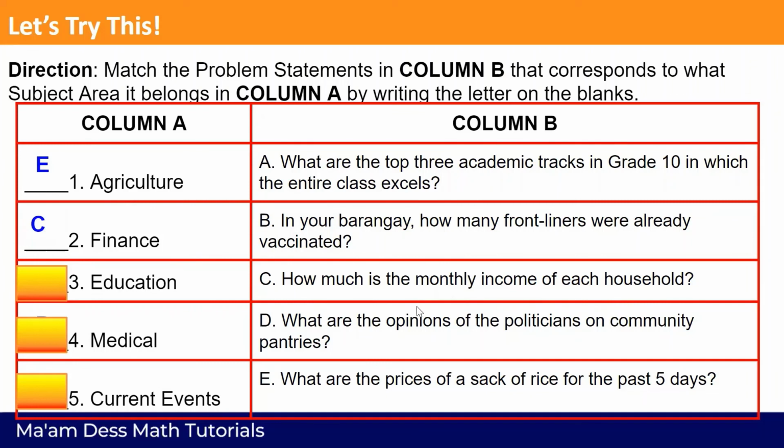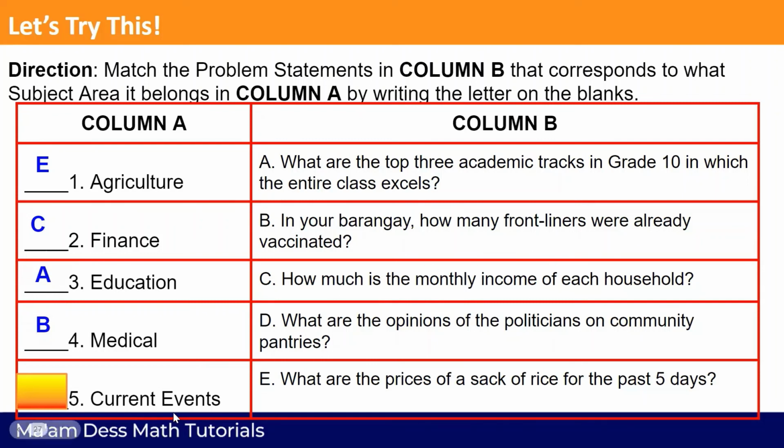Okay, next number 3, education. Which do you think is related to education? Ayan, it's letter A. What are the 3 academic tracks in grade 10 in which the entire class excels? So, from the words academic tracks, di ba, may isip natin, it's all about education. Okay, next, medical. Which do you think is the statement that is related to medical here? Okay, so we have letter B. In your barangay, how many frontliners were already vaccinated?